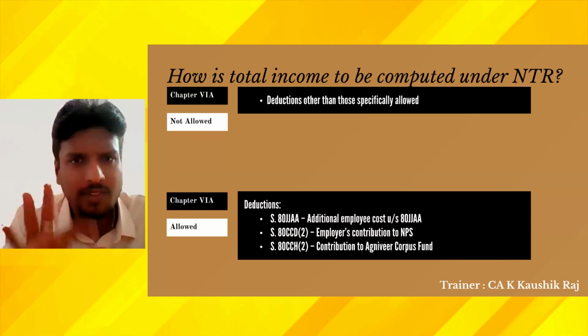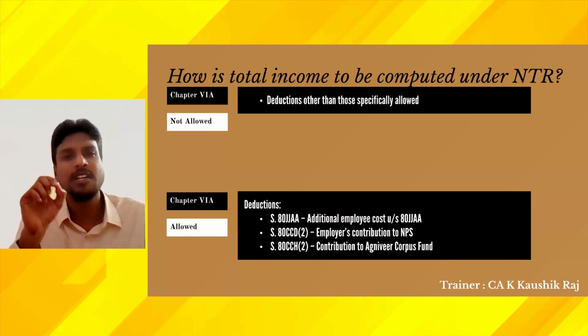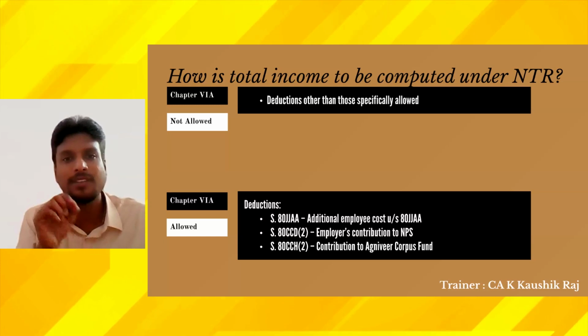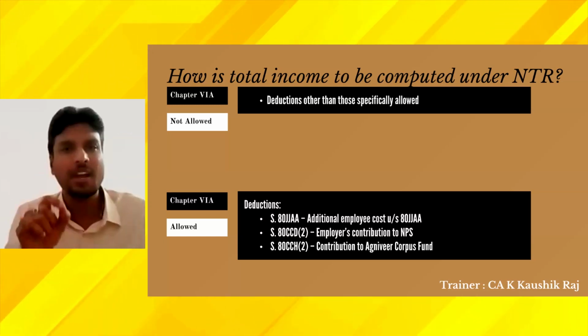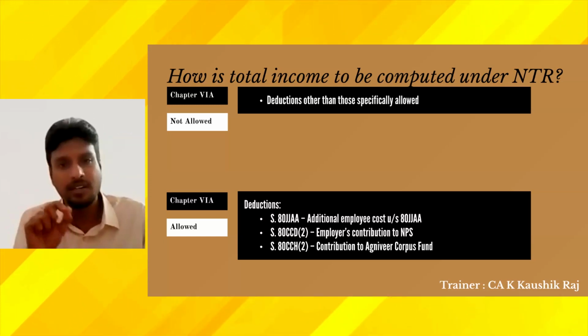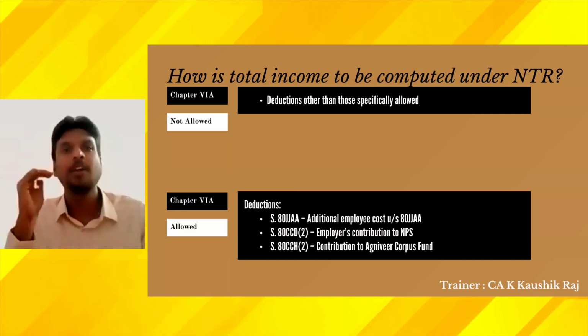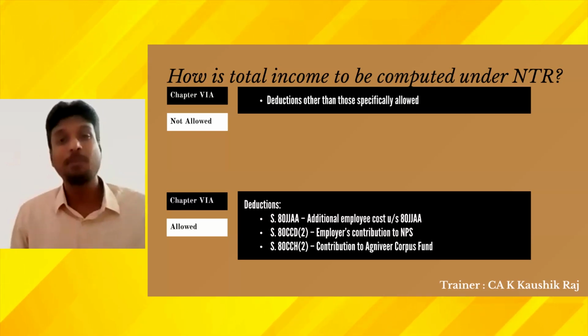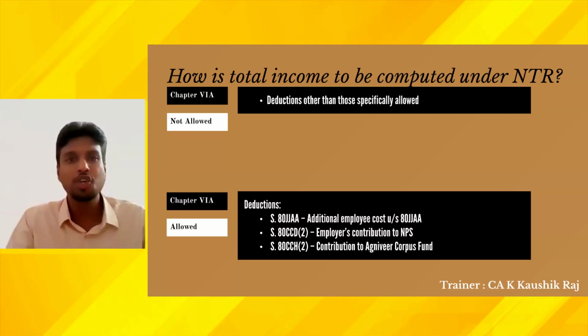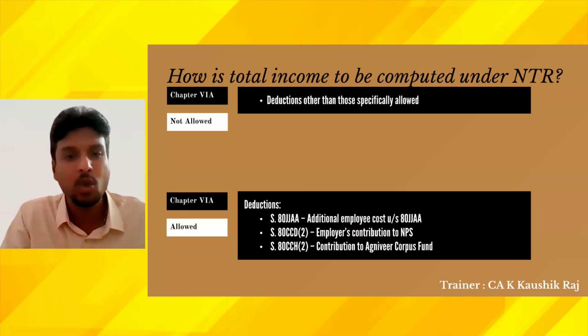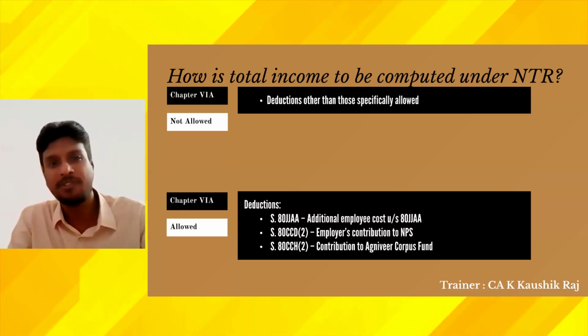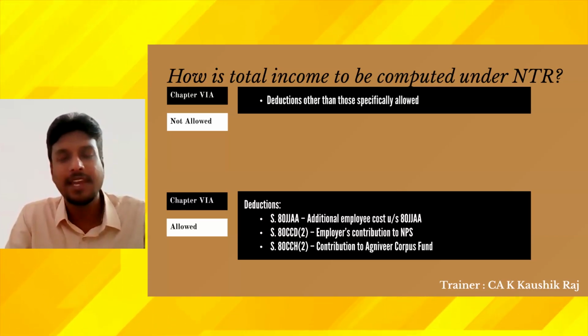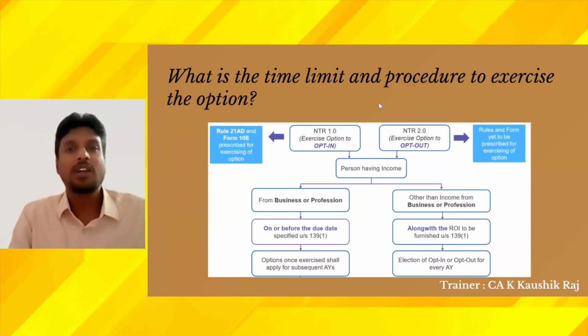You need to remember only these three for the new tax regime: 80JJAA, 80CCD subsection 2, and 80CCH subsection 2. What is 80JJAA? Thirty percent of the additional employee cost incurred is allowed, subject to certain points being met. Employer contribution to NPS is allowed under Section 80CCD(2), and contribution to Agniveer Corpus Fund is allowed under Section 80CCH subsection 2.